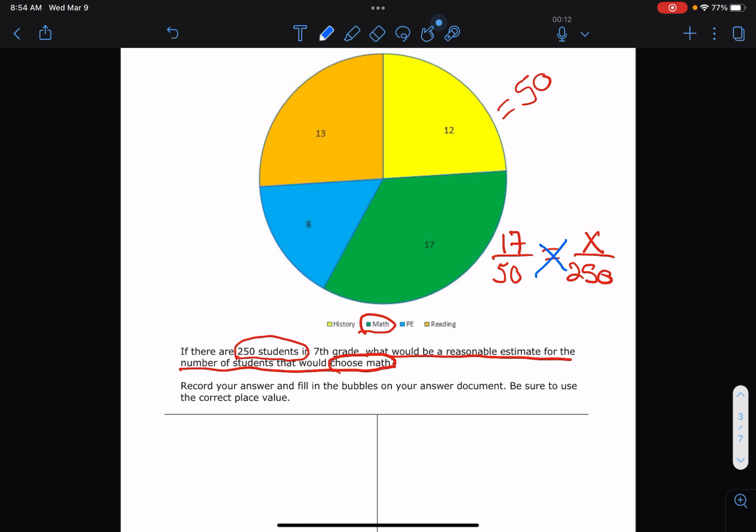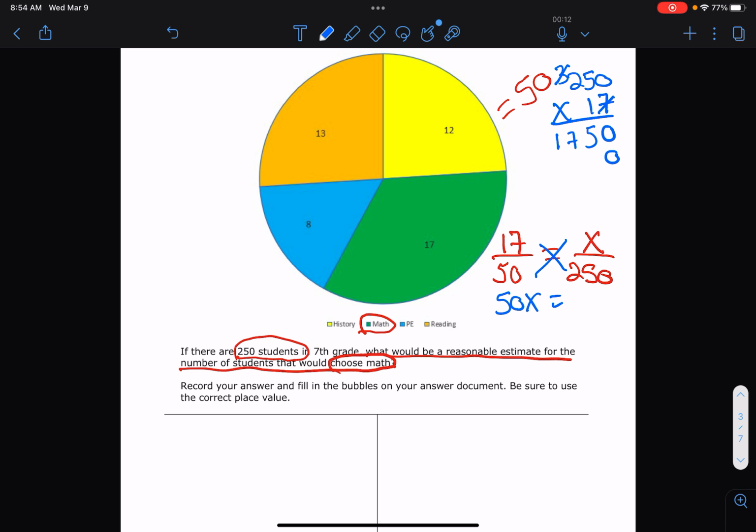So I have 50 times x. That gives me 50x. 17 times 250. So let's go ahead and multiply 250 times 17. So 7 times 0 is 0. 7 times 5, 35 is correct. And then 7 times 2 is 14 plus 3, 17. We're done with that 3. Cross it out. Put my placeholder here. I'm done with the 7.